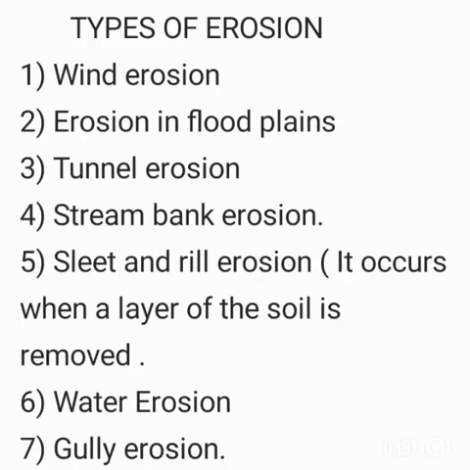There are different types of erosion. The first one is wind erosion. Second, erosion in floodplains. The third, tunnel erosion. Number four, stream bank erosion. Number five, sheet and rill erosion. Number six, water erosion. And number seven, gully erosion.